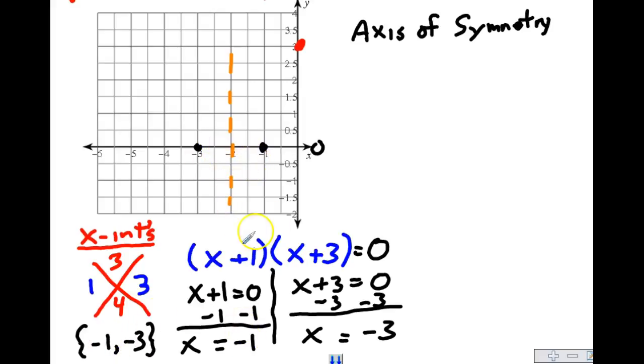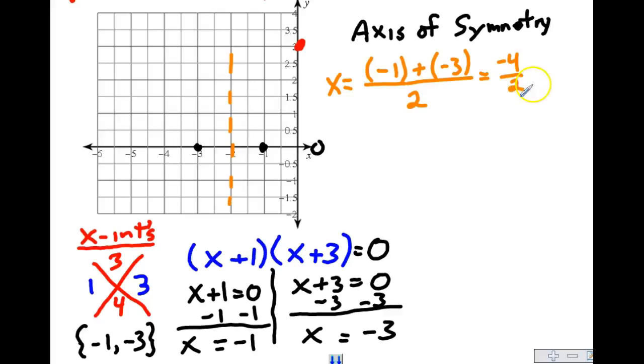x-intercepts and find the middle of them just by dividing by 2, like the average. Add them up, divide by 2. So that's the middle as well, so we get negative 4 over 2, which is also negative 2. So two ways of doing the axis. Of course, if it comes out to be fractions and stuff, this is probably a more efficient way than just trying to figure out the fraction on the graph.